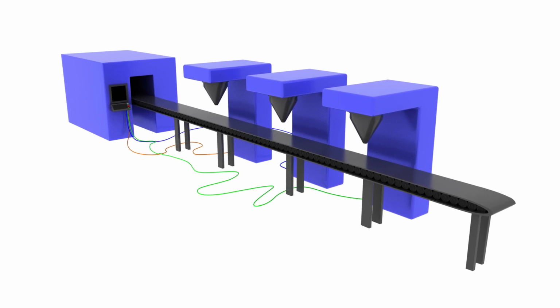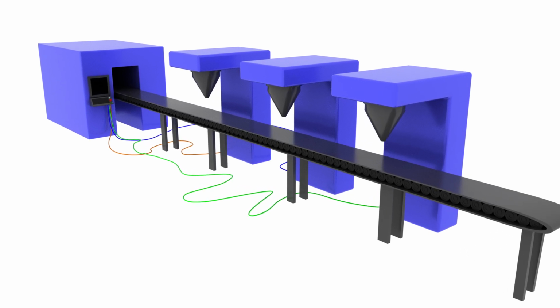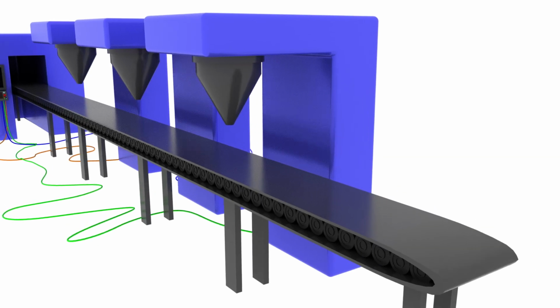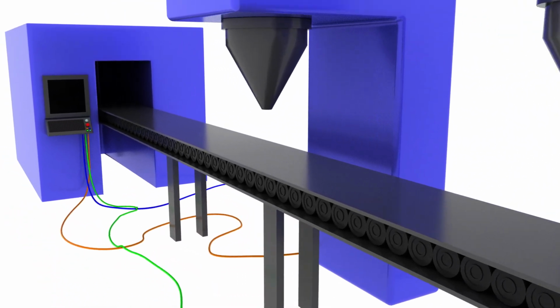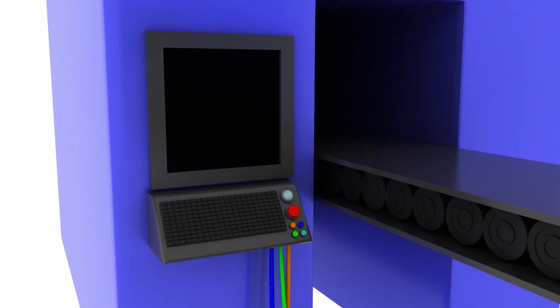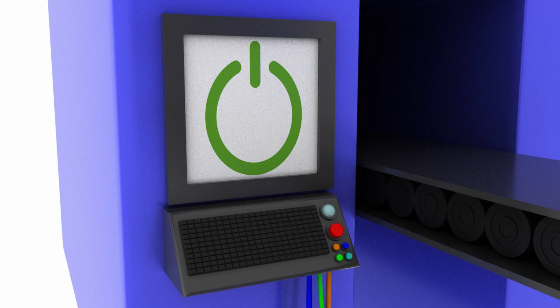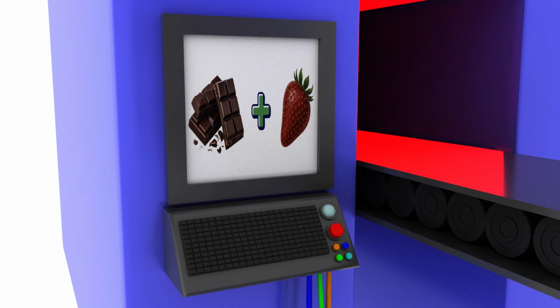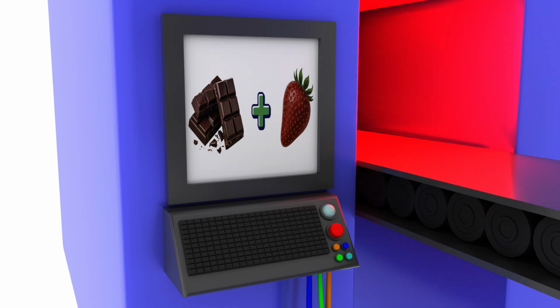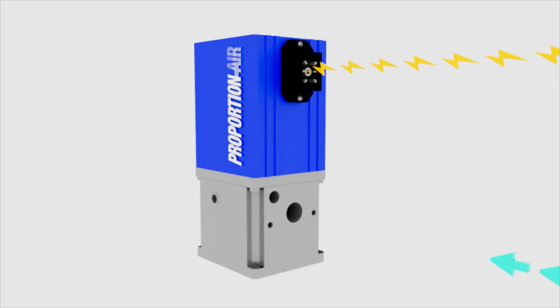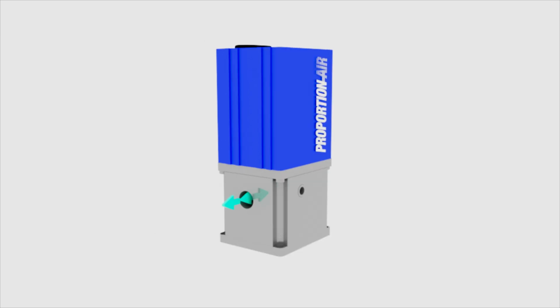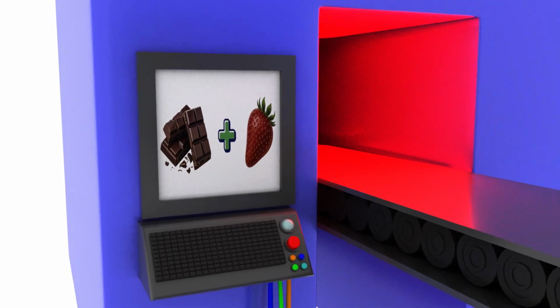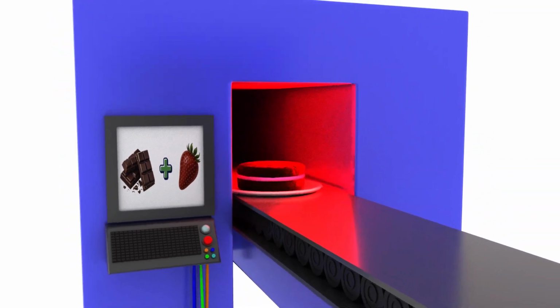Consistent frosting application depends on maintaining a steady, repeatable flow of product even as production speeds change. A Proportion-Air QB3 electronic pressure regulator proportionally controls the air pressure applied to the dispensing tank. By precisely controlling tank pressure, the QB3 maintains a smooth and consistent flow of frosting.